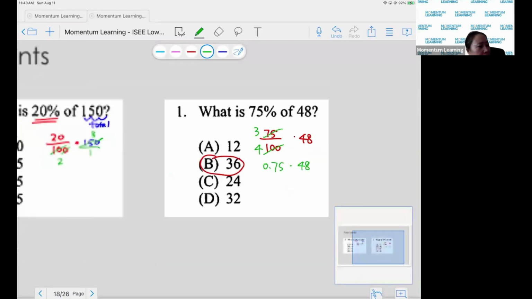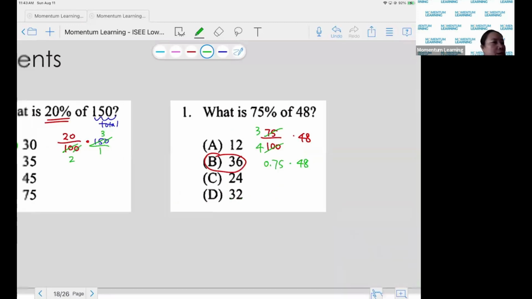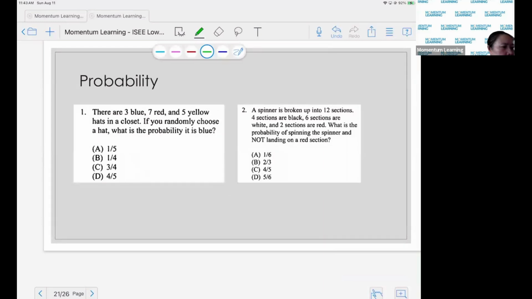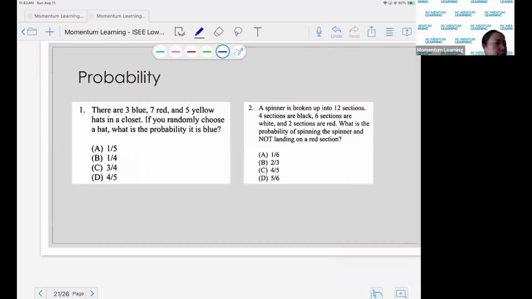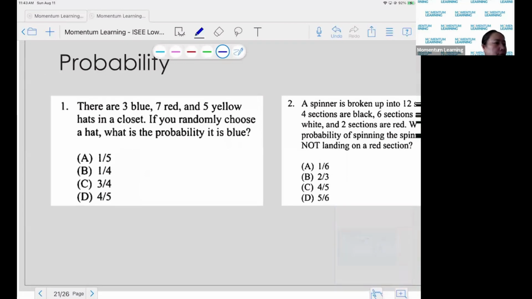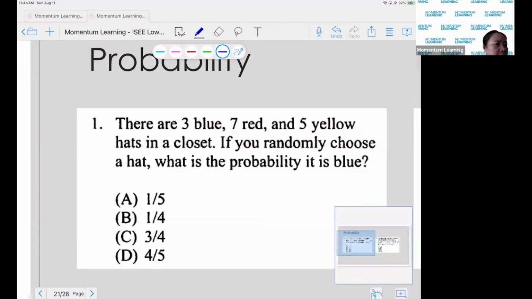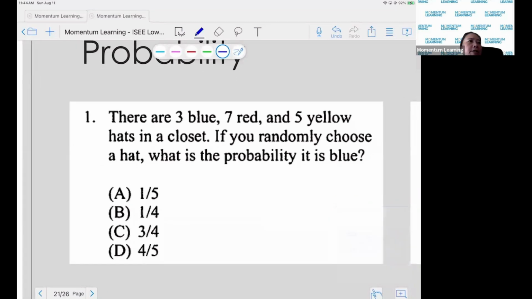Time-wise, let's do a probability question. One question about probability. Let's look at this one. Which one should we do? Oh, we can do this. The first one. This is about probability. Let's start with an easy one.